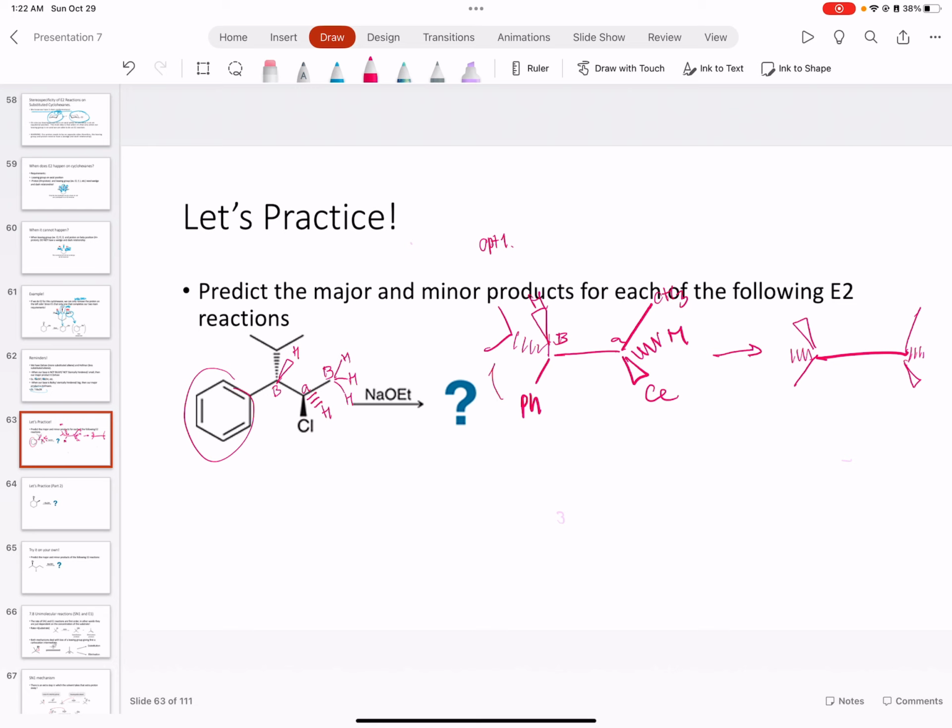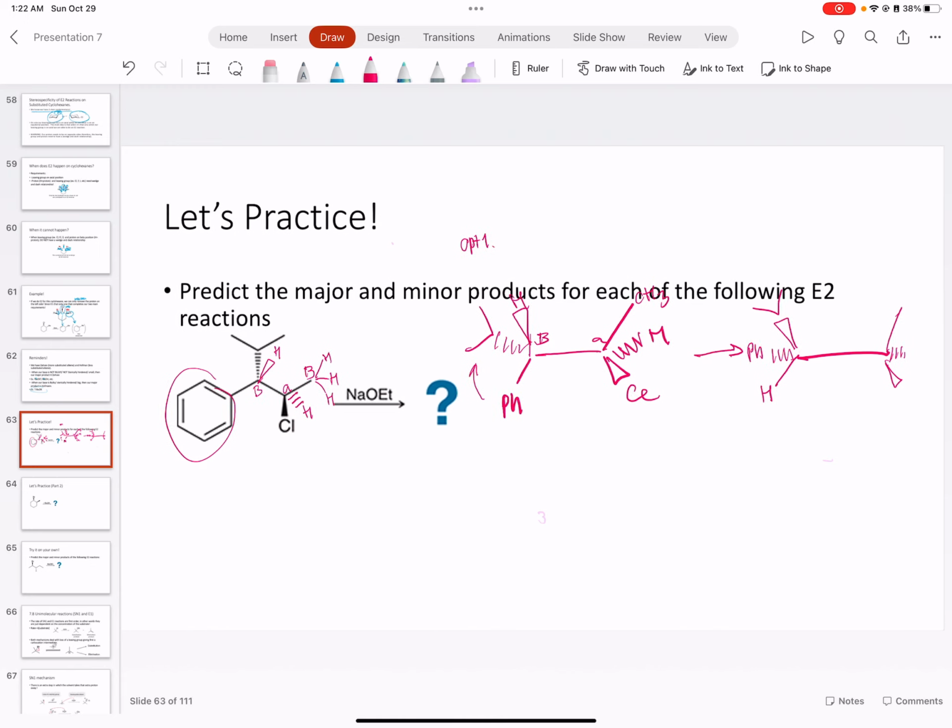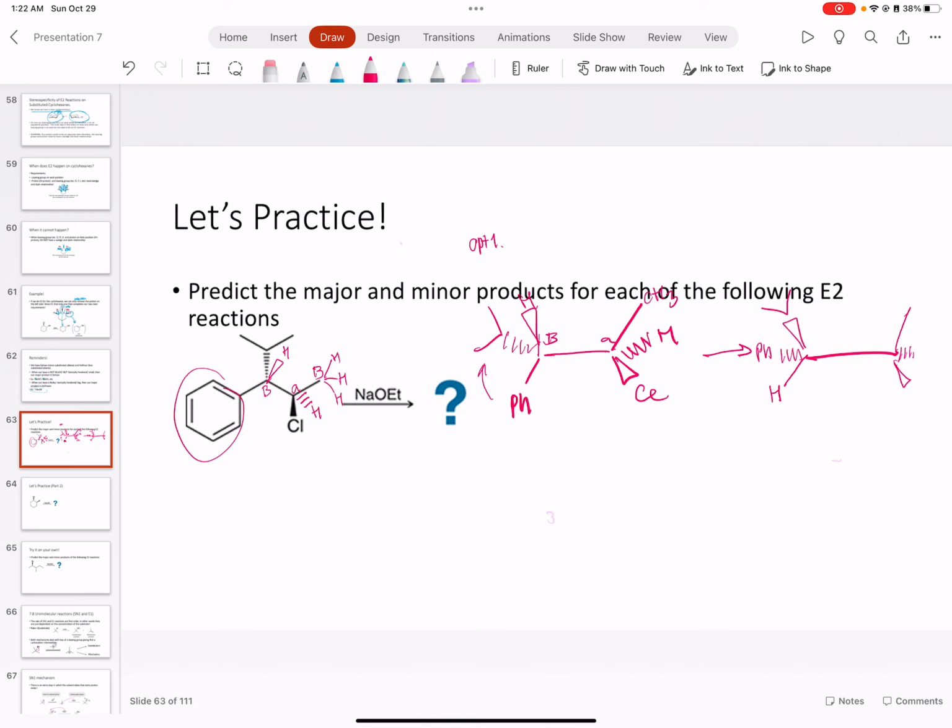So I'm just gonna do steering wheel. I'm gonna bring that phenyl up. I'm gonna bring this one up so my hydrogen can go down. And then I want my chlorine up, so I'm gonna bring that chlorine up, that hydrogen down, and that CH3 in here. Once I'm done with that, I can draw my double bond.